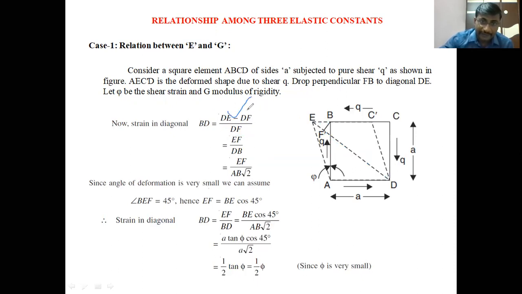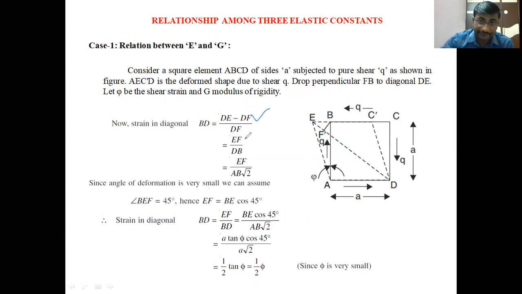DE minus DF is the change in length, because DE is the extended length, that is the final length after the extension, minus DF. If we subtract DF from DE, then we can get the change in length of the diagonal.